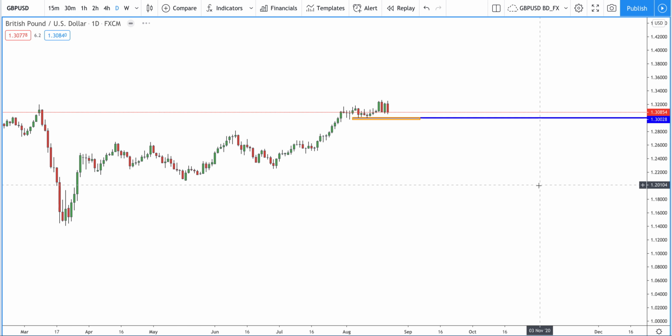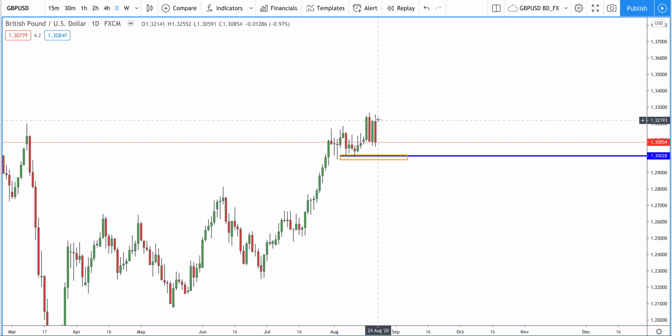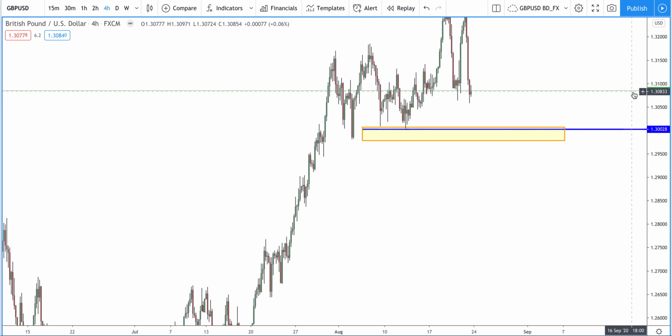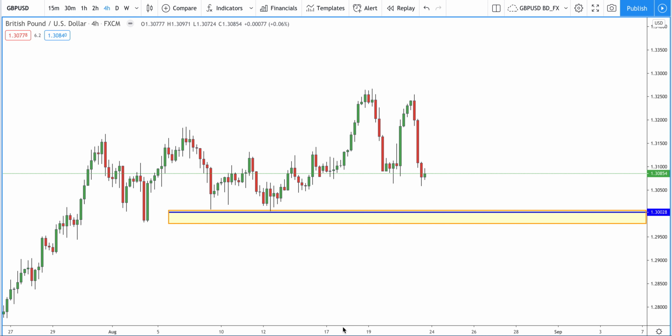So longer term, I am looking for a push up, but in order to get that momentum to push back up, I do expect to see some short-term weakness and look for a push back down here into perhaps these regions at the start of the week on GBP USD.